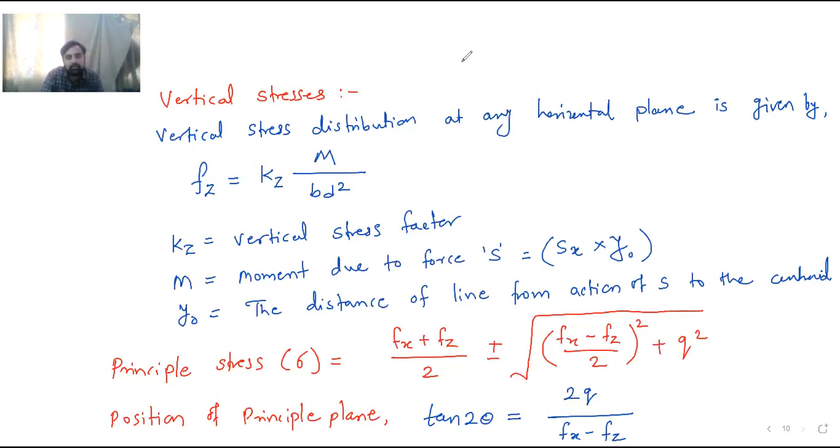In this way, we are going to calculate the principal stresses also. Here you can see plus sign is at top, minus sign is at bottom. So at top, compressive principal stress is there. At bottom, tensile principal stress is there. That is the meaning of this. And tan of 2 theta, this is the formula. From this you can calculate the value of theta also, and you will get the position of the principal plane.